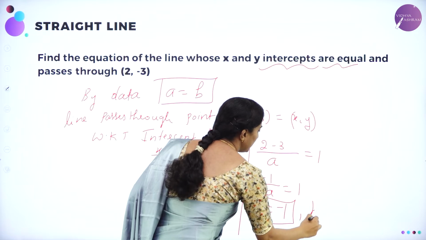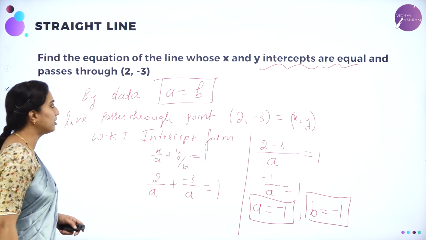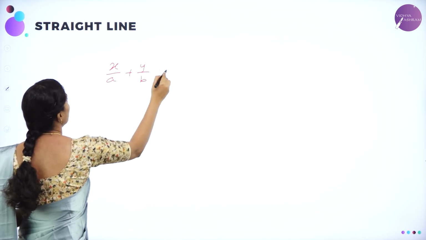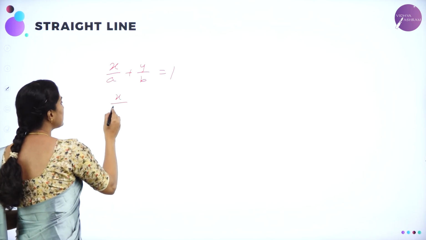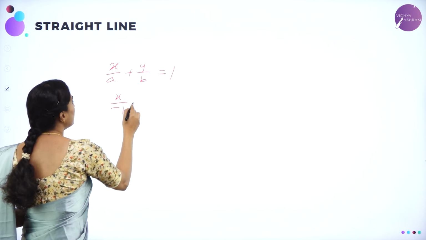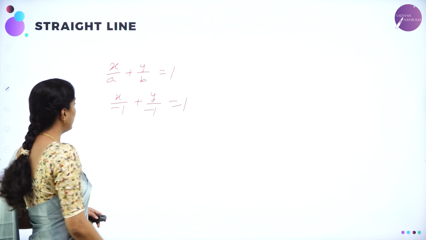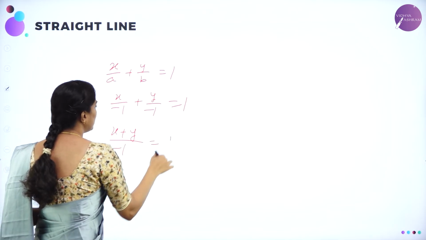Therefore, you are getting b is equal to minus 1 only. Now, substituting back to the equation, you are having x by a plus y by b is equal to 1, which is the intercept form. Now, x divided by a value is minus 1, plus y divided by b value is minus 1, which is equal to 1. Minus 1 will be the LCM. x plus y divided by minus 1 is equal to 1.